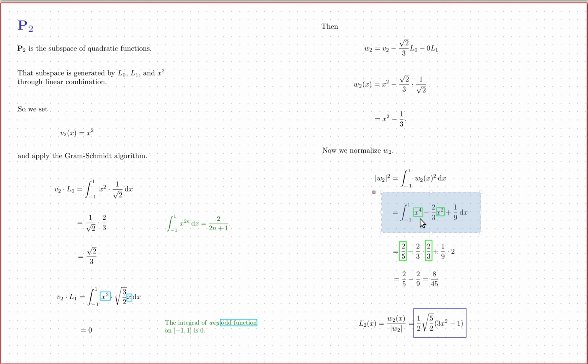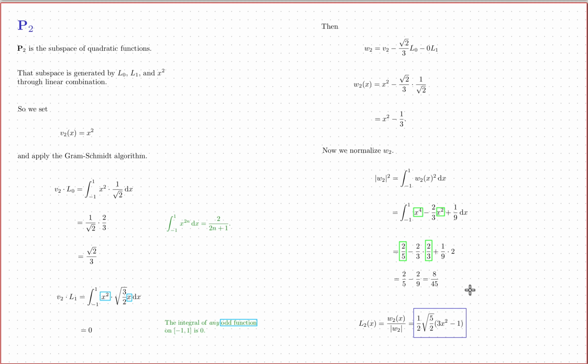And then again, we can use our trick. The integral of an even power of x is going to be 2 over the power plus 1. So the integral of x to the fourth is 2/5. We've got a constant of negative 2/3 times the integral of x squared. That's going to be 2 over 3. And then we've got 1/9 integrated over an interval of length 2. That's going to be 1/9 times 2. So do the arithmetic. You find out that this is equal to 8 over 45. That's equal to the square of the magnitude.